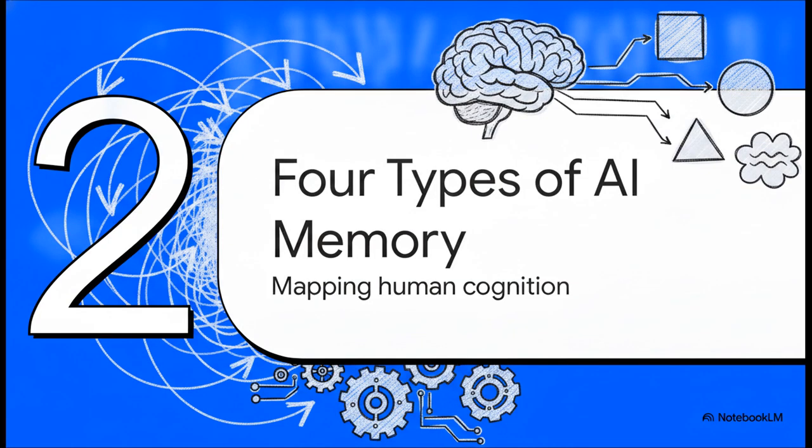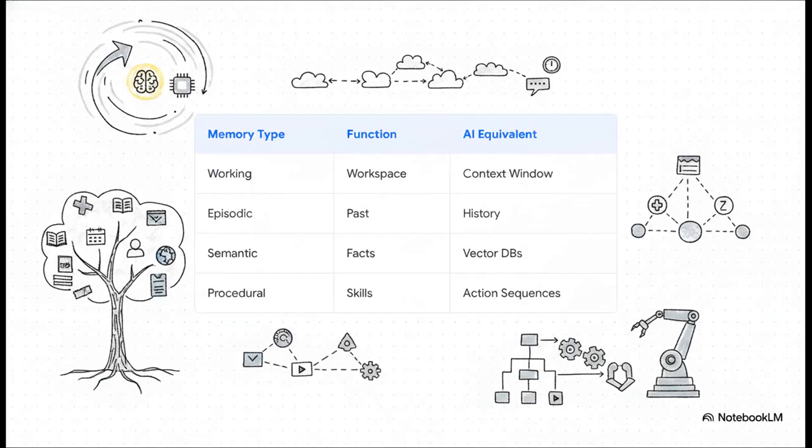Moving right along to section 2, 4 types of AI memory. Honestly, treating all memory as identical is the root cause of so many production failures, so we really need to categorize it properly. It is absolutely fascinating how closely we can map human cognition directly onto AI architecture here. Look at working memory. That acts as the fast but super limited LLM context window. It's essentially your active workspace.